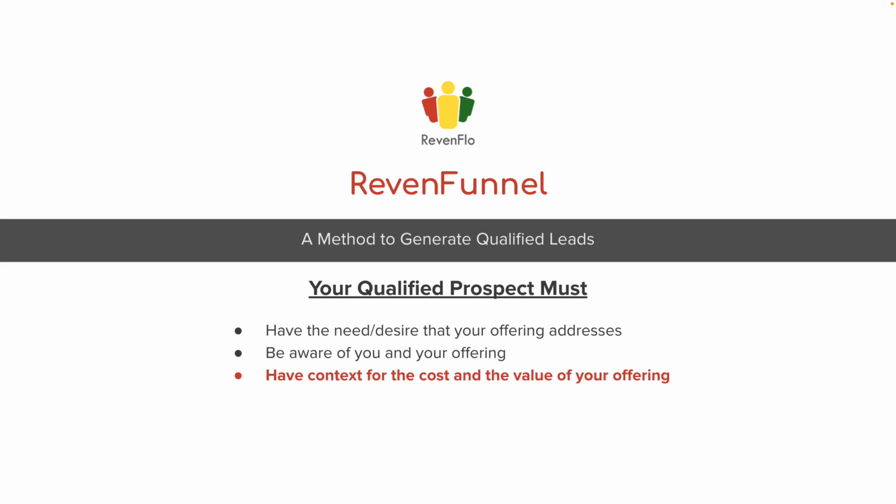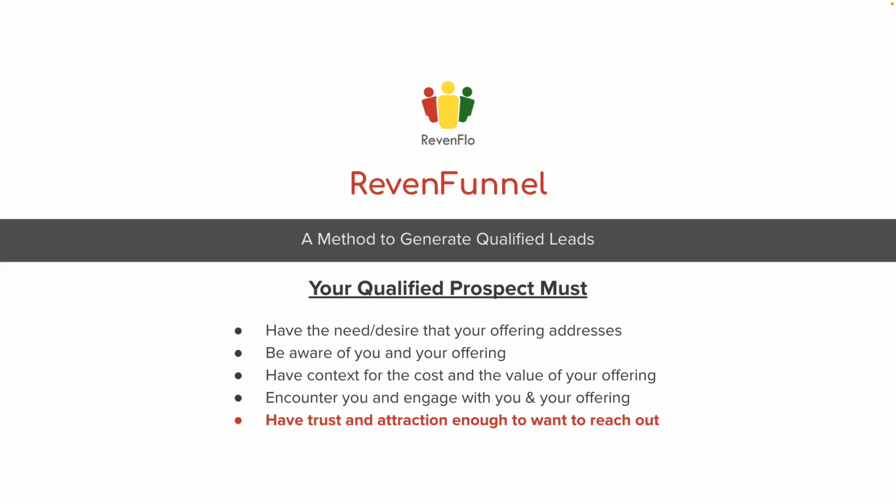Next, they have to have some context around the cost and the value of your offering for them to be a qualified prospect. Next, they have to encounter you in some way. They have to encounter you and engage with you and your offering somewhere, in person, online, somewhere. Next, they have to trust and be attracted to you. They have to have the trust and attraction enough to want to reach out, right? They have to want to do business with you. And then lastly, they need to have an easy way, once they decide to reach out, of self-identifying and making that contact.